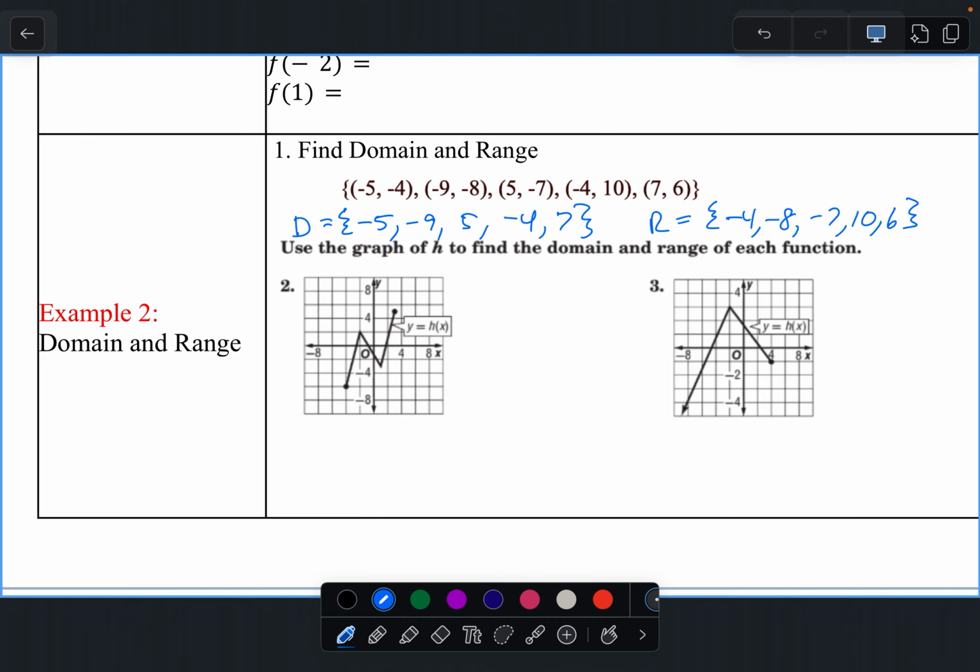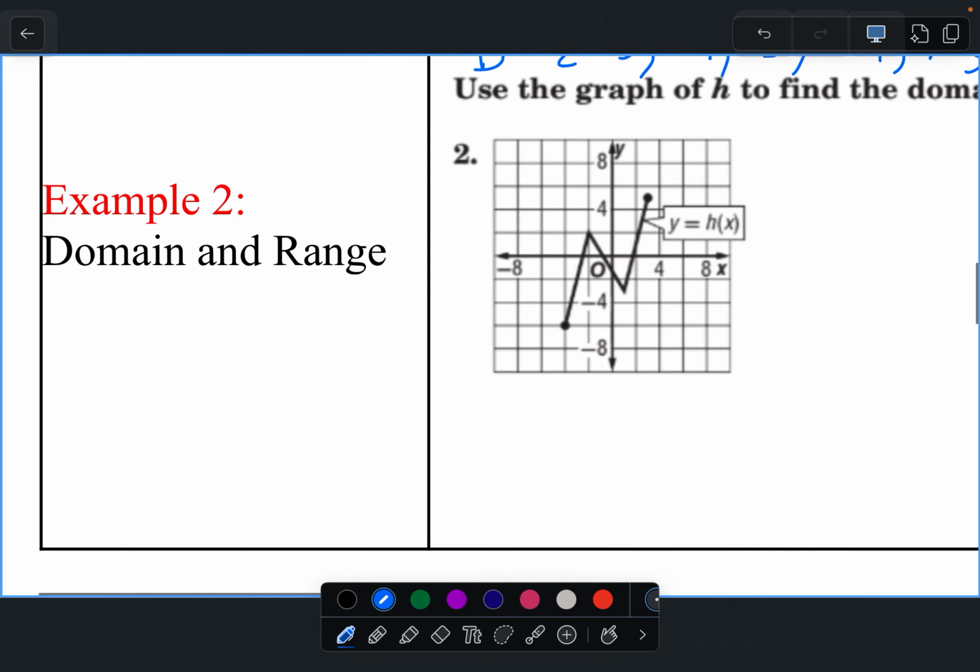Now, 2 and 3 are called continuous functions. It is continuous along an interval. So that's why our interval notation will be used for the graph of h for problem 2 and 3. So let's take a look at problem 2. So we want an interval.